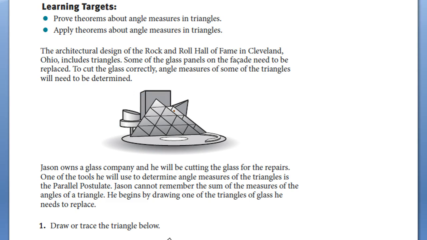The architectural design of the Rock and Roll Hall of Fame in Cleveland, Ohio includes some triangles, and here's a picture of what that building looks like. Some of the glass panels on the facade need to be replaced. To cut the glass correctly, angle measures of some of the triangles will need to be determined.